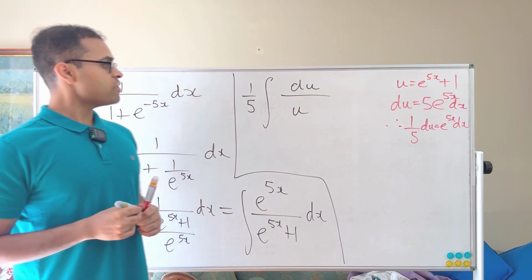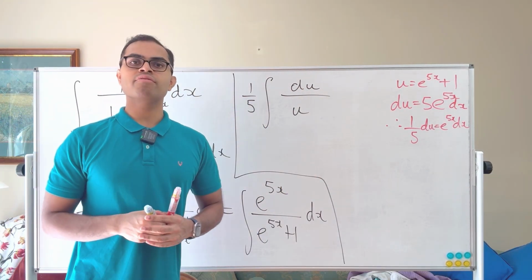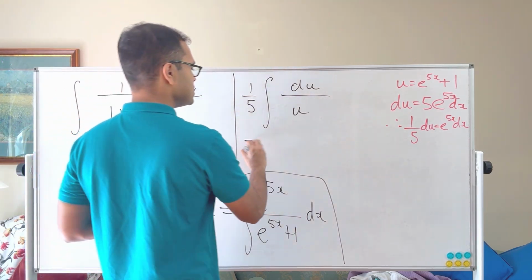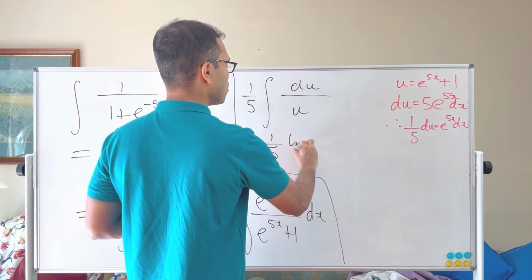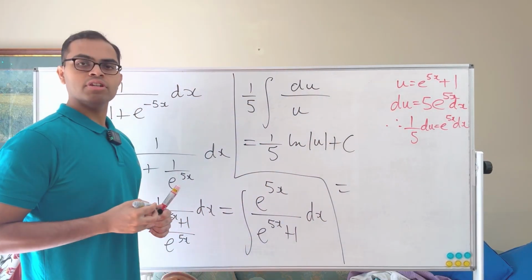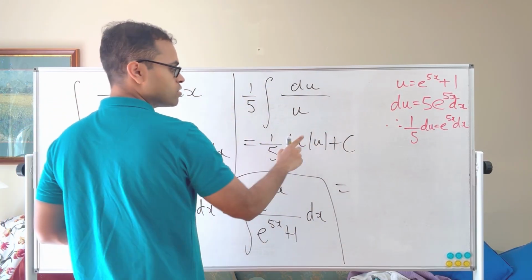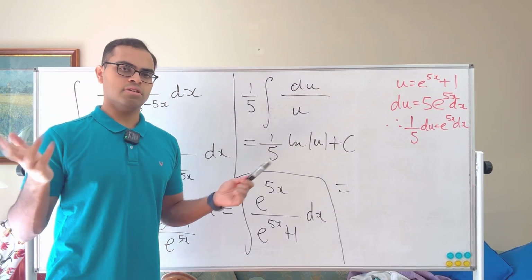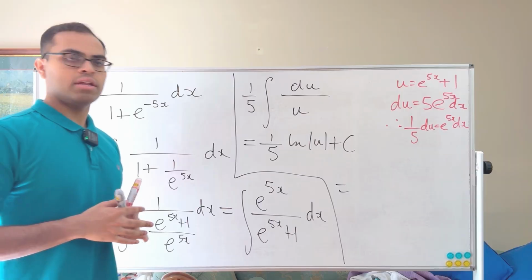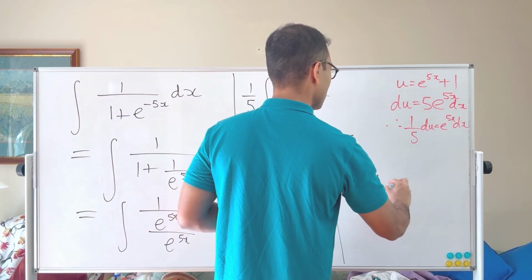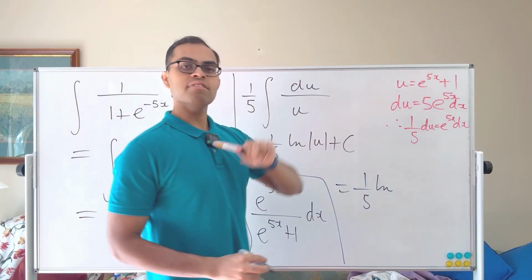Now we know that the integral of 1 over u is a logarithm, so that's an important integral to know. So we get 1 over 5 times the log of the absolute value of u plus a constant. Don't forget the constant, and don't forget to put everything in terms of x. With definite integrals, you can avoid that, but we are doing indefinite integrals here, so we get 1 over 5 times the logarithm of the absolute value of e to the 5x plus 1.